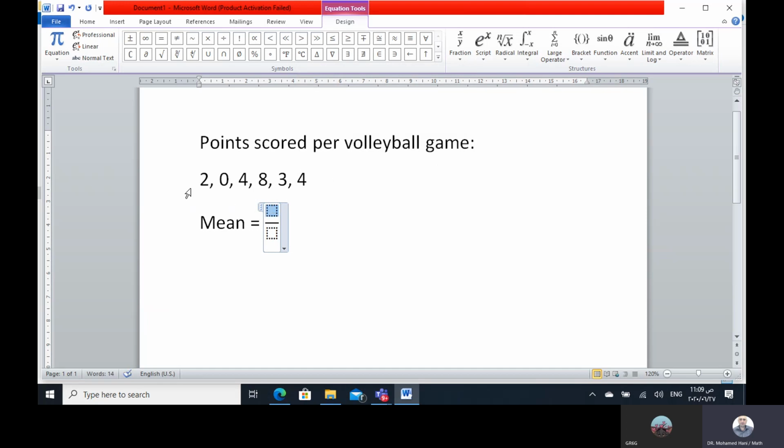The sum of all numbers inside the data. We have here 2 plus 0 plus 4 plus 8 plus 3 plus 4. Divide by the amount of numbers. How many numbers we have inside the data here? 1, 2, 3, 4, 5, 6. Divide by 6.